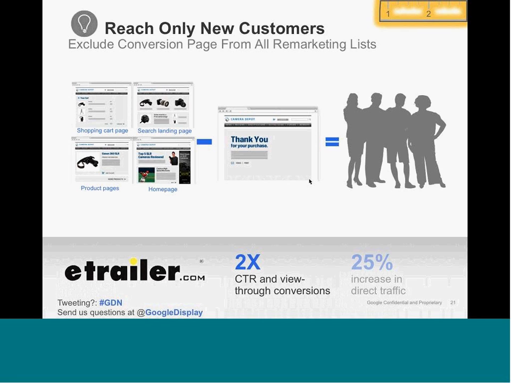eTrailer actually did this. Their goal was to increase online traffic and conversion rates efficiently. And their approach was they tagged pages relating to each major product and created custom creatives for each. And then they excluded people who had already made a purchase. The results? CTR of remarketing was 2 times that of the rest of their display campaigns. They doubled their view-through conversions, and they also increased direct traffic by 25%.